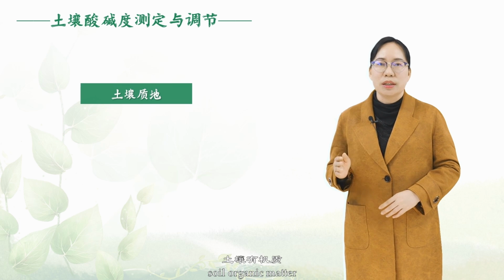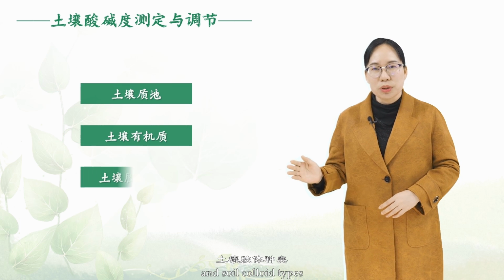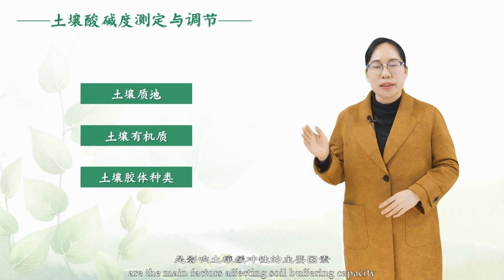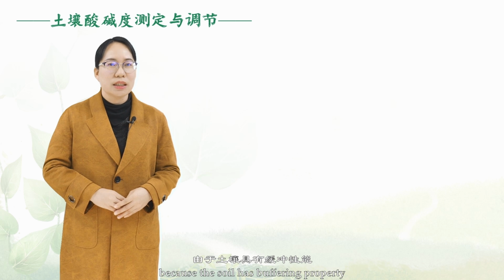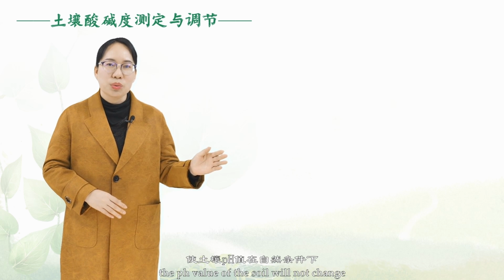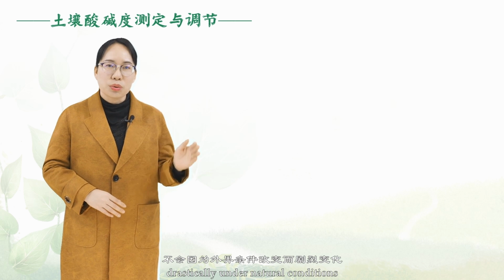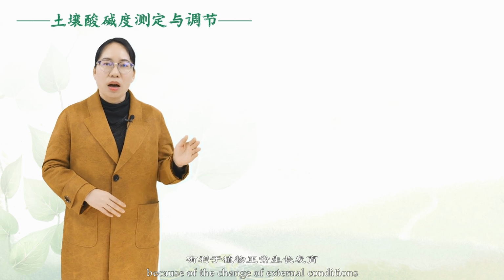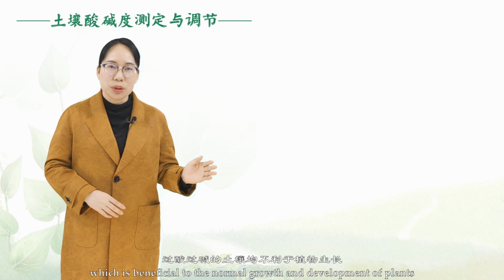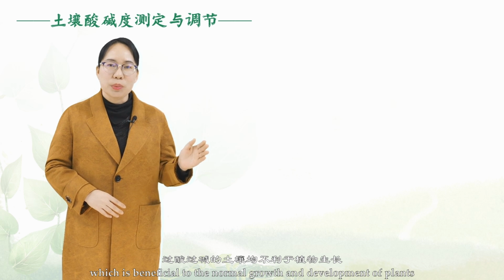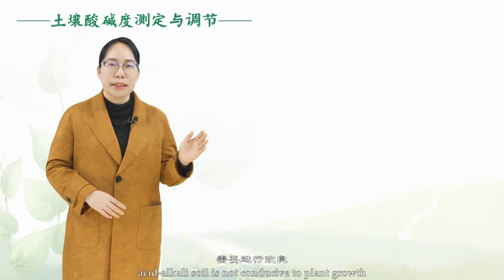Soil texture, soil organic matter, and soil colloid types are the main factors affecting soil buffering capacity. Because the soil has buffering property, the pH value of the soil will not change drastically under natural conditions because of changes in external conditions, which is beneficial to the normal growth and development of plants. Acid-alkali soil is not conducive to plant growth.